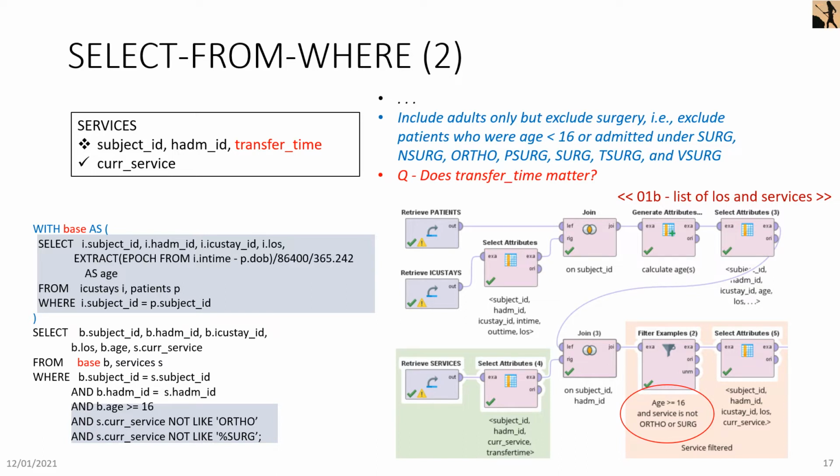So now we'll ask, will the transfer time matter, right? By transfer time, because in this query, we refer to the third table, that is surfaces. And for the surfaces, they have all these attributes and subject ID, admin ID, and a transfer time. This is key or not, depending on how people view it.